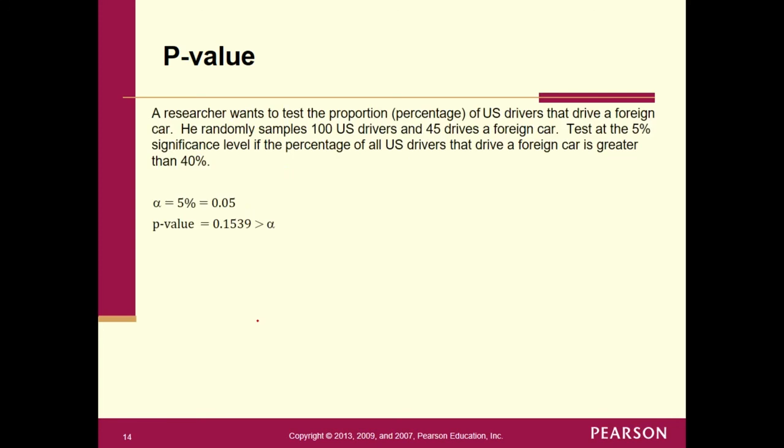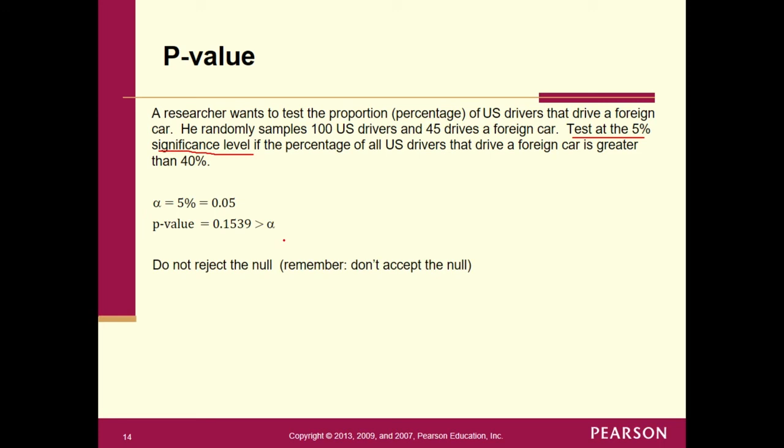All right, so let's go back to our problem. We have an alpha of 5%, because I have here test at the 5% significance level. So alpha, the significance level, is 5% or 0.05. The p-value, if you went back to our problem, was 0.1539, and that's certainly greater than alpha. So what we're going to say, do not reject the null. Remember, we don't accept the null.